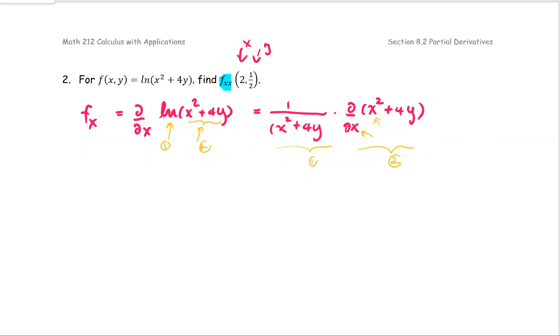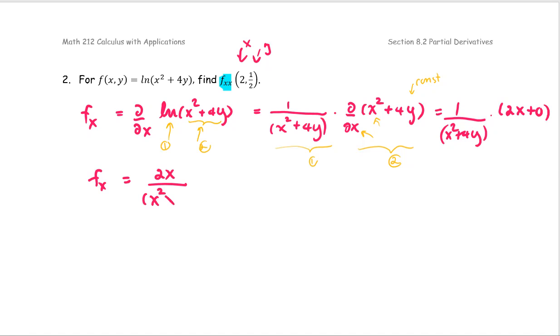You see x, you're going to treat it as the variable. You see y, it is going to be the constant. So the second term is a standalone constant. So it will become 1 over x squared plus 4y for the first group, and then multiply by 2x plus 0. Or we can rewrite it as fx is 2x on the top divided by the quantity x squared plus 4y. Okay, so we get the first partial derivative.